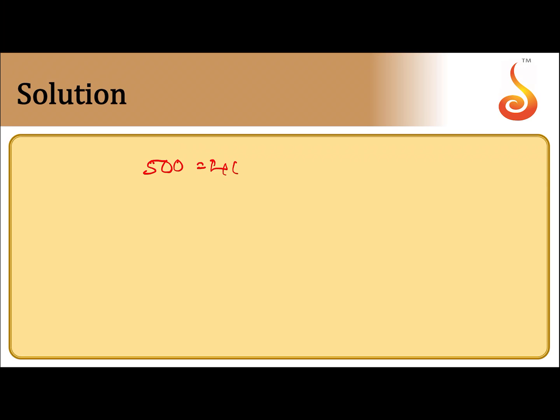M is equal to 40. I'll take g as 10 and this is A. So, how much is that? The acceleration A is equal to 500, that is 50 by 4, which is nothing but 12.5 minus 10, that is nothing but 2.5 meter per second squared.